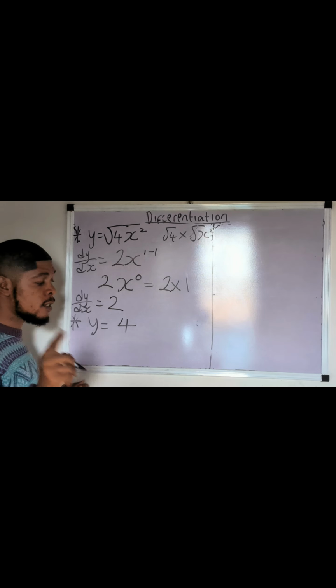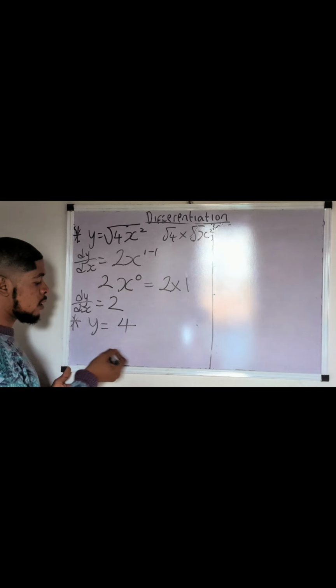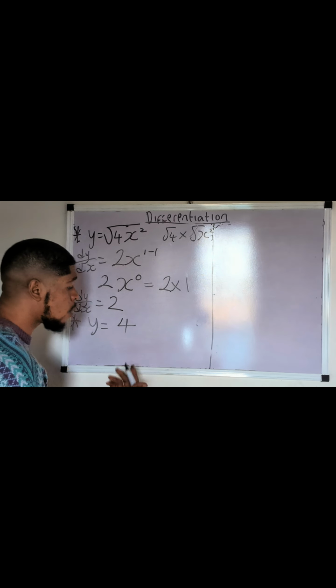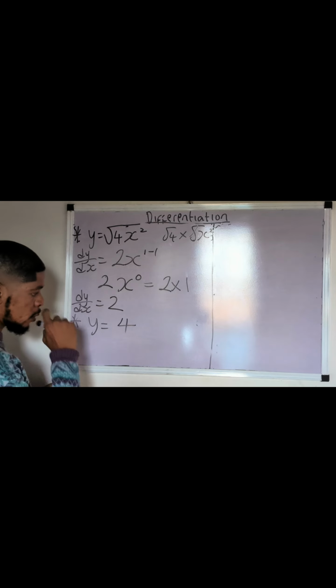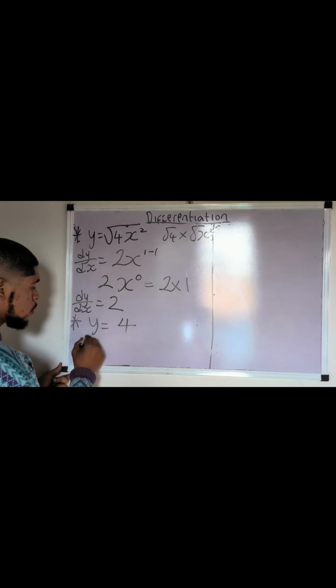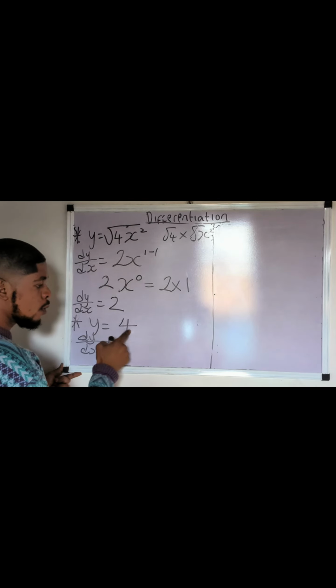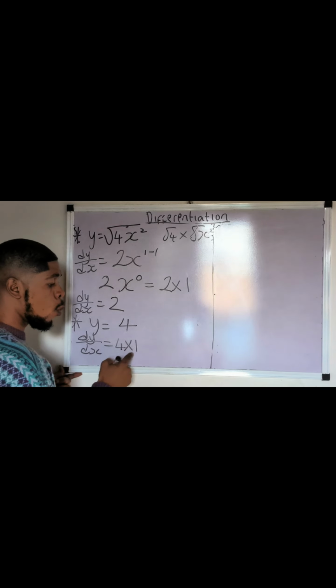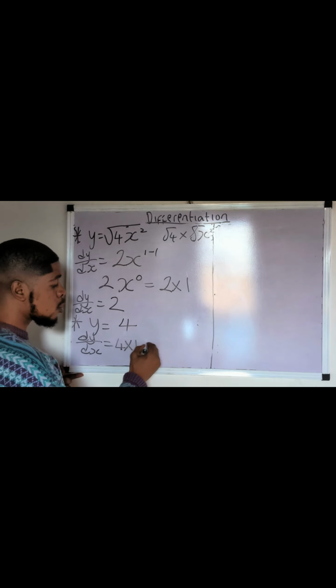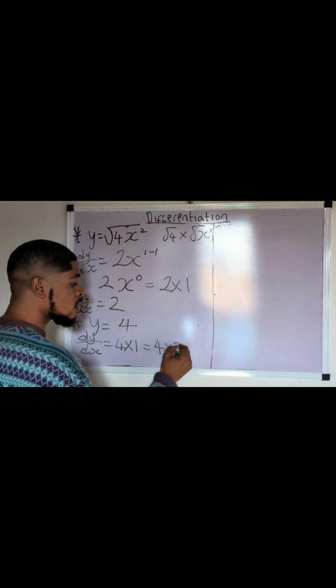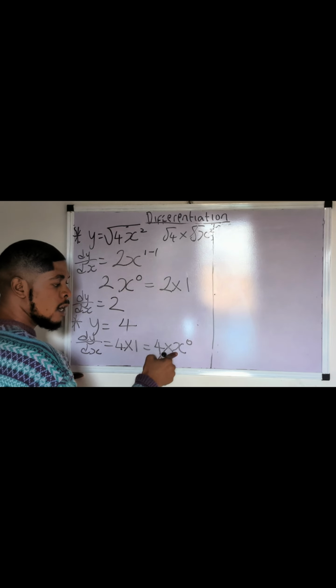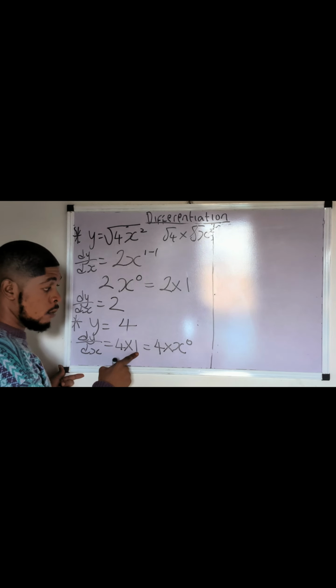Your answer is what? Always 0. Differentiate 4. Okay, let me just quickly prove why you get 0. This is simply something like dy/dx, which is the same as 4 times what? 1. Right? And 4 times 1 is the same thing as 4 times what? x raised to power 0. x raised to power 0 is 1.